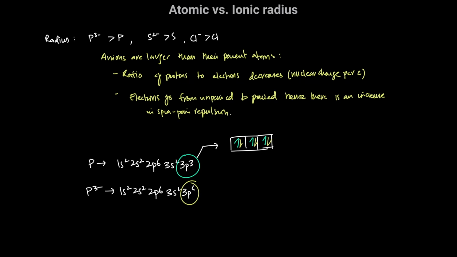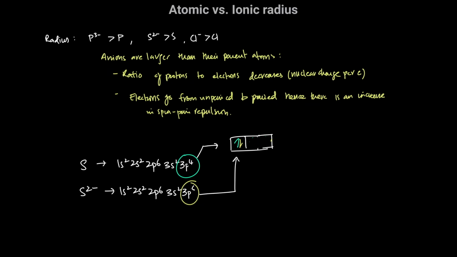So here again, in the phosphorus atom we had 3 unpaired electrons, whereas in the phosphide ion we had 3 pairs of electrons. So each of those unpaired electrons was paired up. Now, if you contrast that with something like a sulfur atom versus the sulfide ion, the sulfur atom has a configuration of 3p4, whereas the sulfide ion has a configuration of 3p6.